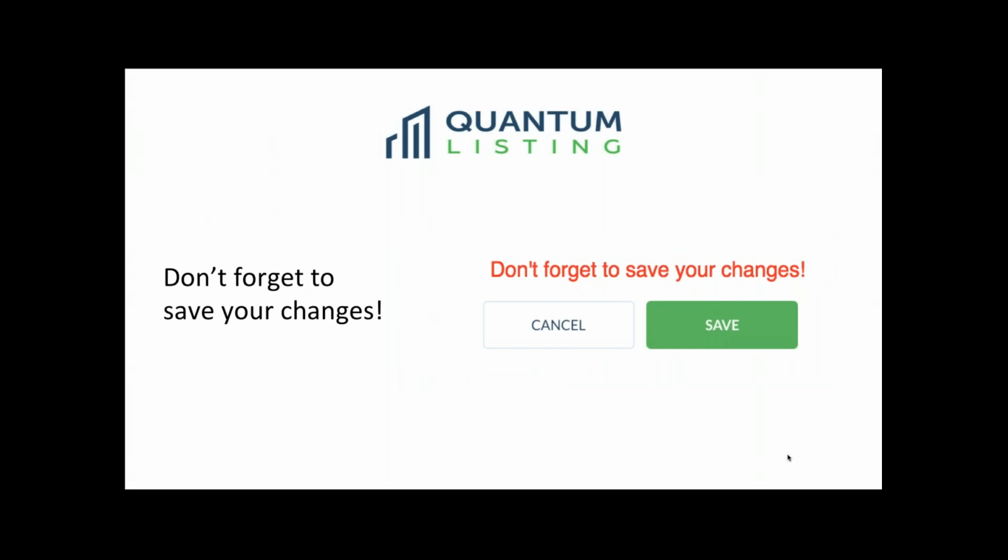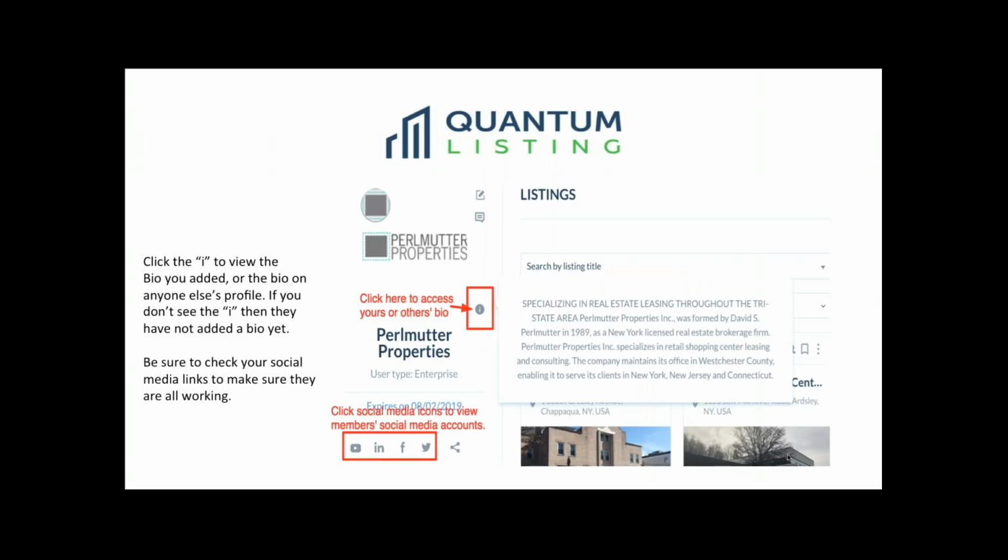And of course, when you are adding all these great enhancements to your profile, don't forget to save. And to see your bio or any other user's bio, you'll see a little eye in a circle. You click on that, and the bio pops up. You can see what Perlmutter Properties bio looks like right here. And for the social media accounts that you add, you'll see the icons on the left-hand side just above the sidebar.